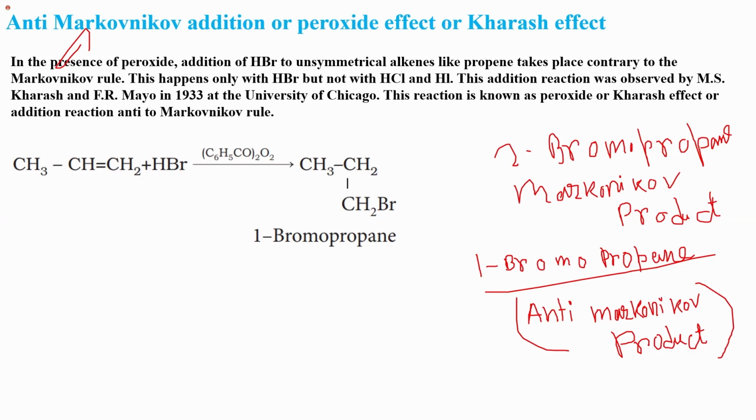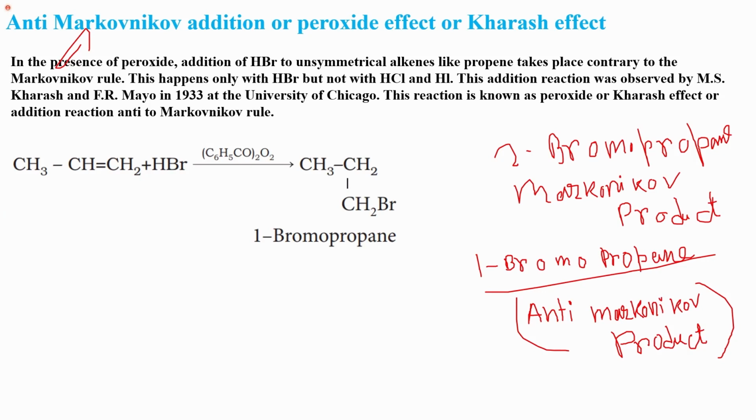Is there any rule or synthetic procedure available to make this kind of minor product? We know the major product is always 2-bromopropane by the Markovnikov rule, but the minor product is 1-bromopropane, or maybe only a very trace amount. If anyone wants to get this 1-bromopropane, is there any methodology available? Then the anti-Markovnikov rule comes into the picture.